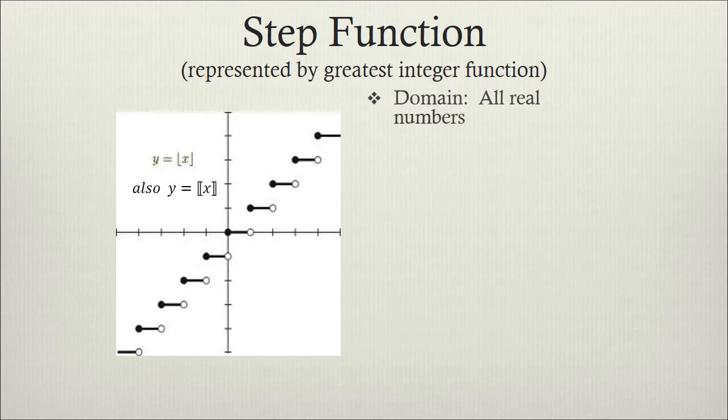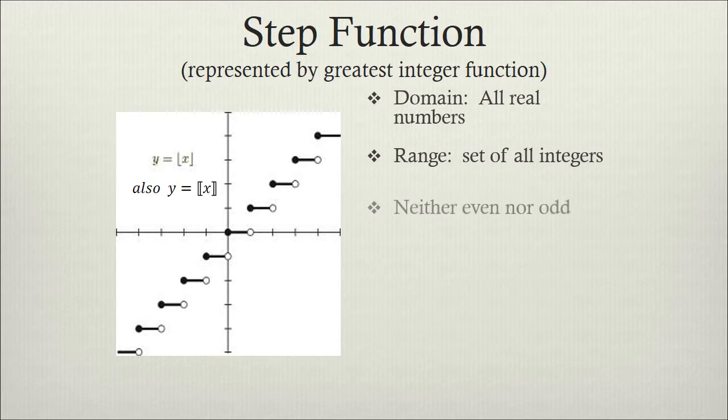The domain is all real numbers. The range is the set of all integers. Notice that you don't have any connection points between the integers. Y can be 0, it can be 1, it can be 2, but it can't be anything in between those numbers. It is neither even nor odd, and you may think that's strange, but if you turn it upside down, it doesn't look the same.